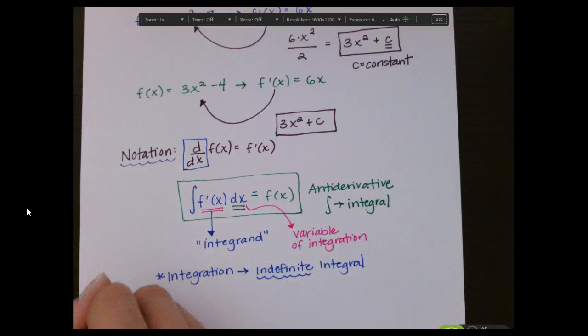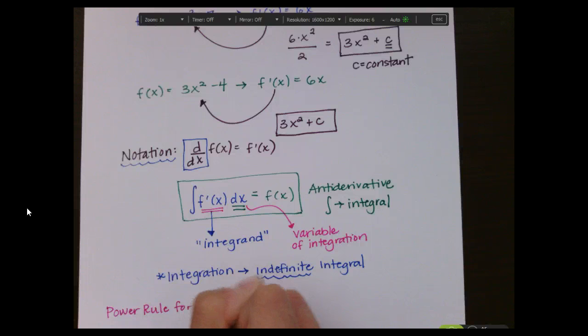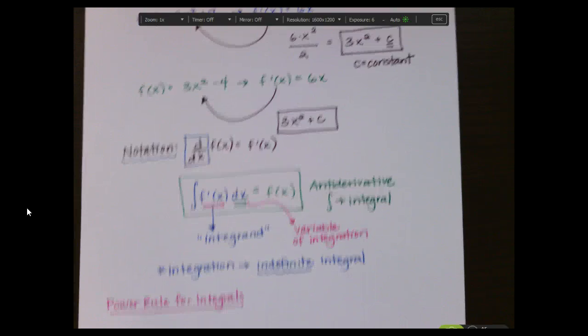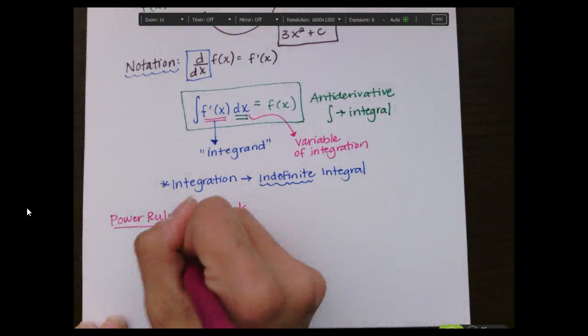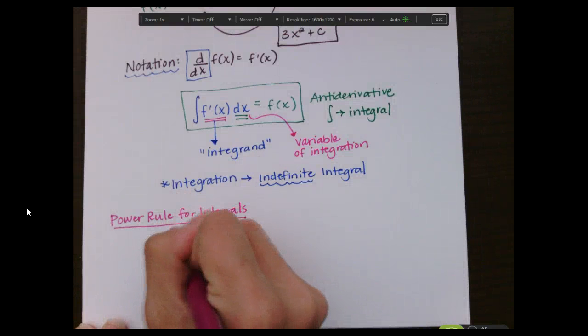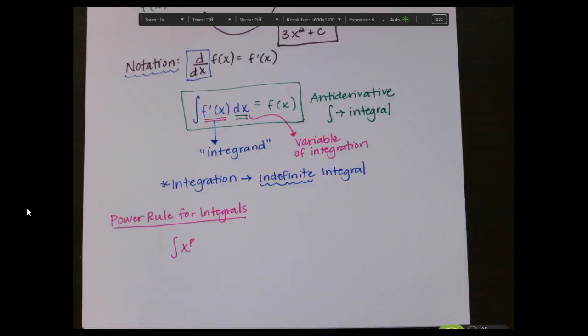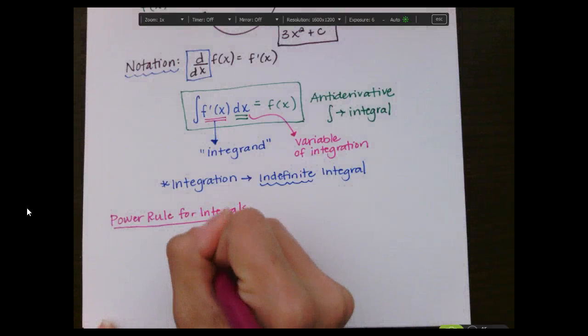All right, let me define the power rule. I used it up above, and again it's just the inverse operation of the power rule for derivatives, but let me define it in explicit terms. So let's say that I'm taking the antiderivative of some power function, x to the p, with respect to the variable x.